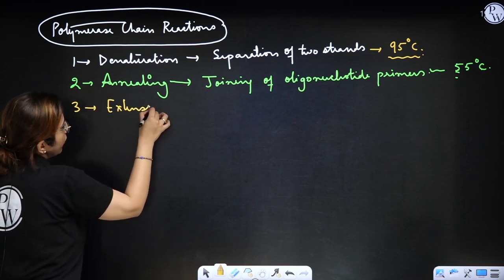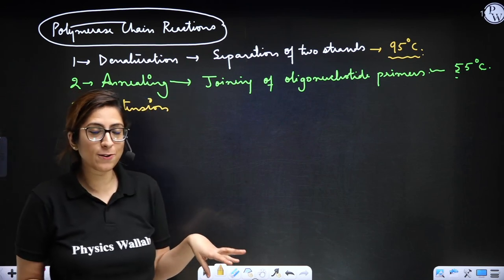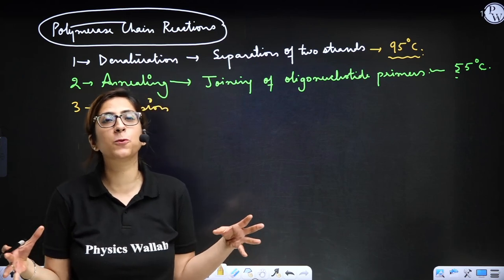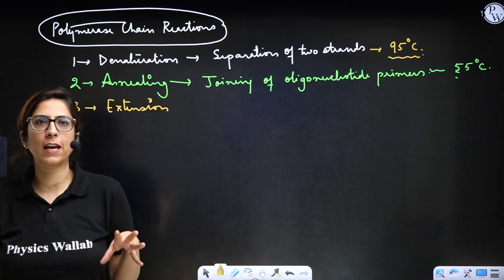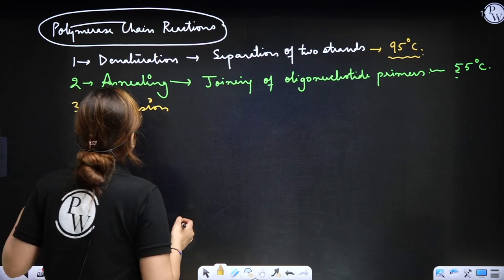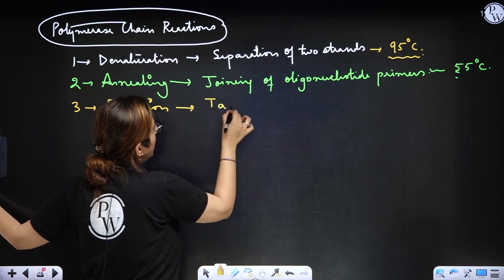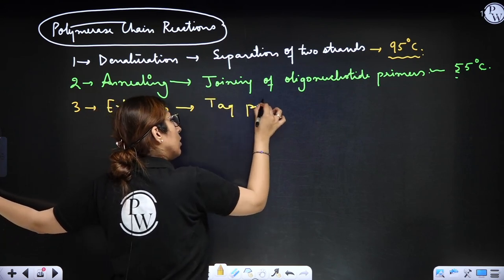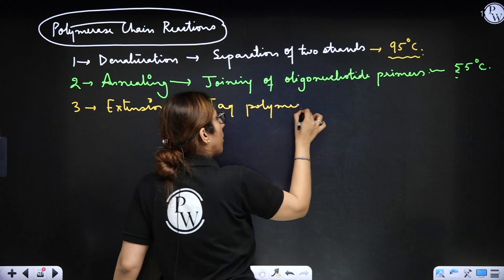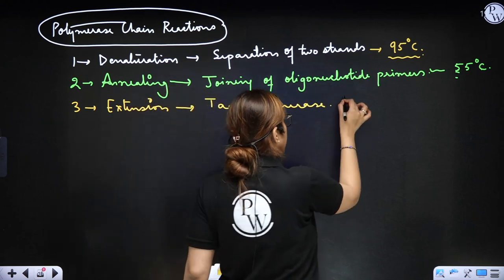This step you have to explain basically with the help of a diagram, guys. If I start explaining this topic, definitely the session will go up to 3 hours. So because of the time constraint, I have to just move on. Extension means the Taq polymerase is being used. So Taq polymerase makes a copy of it. Clear? Here the temperature is around 75 degrees Celsius.